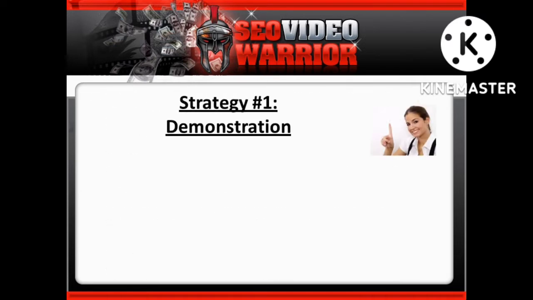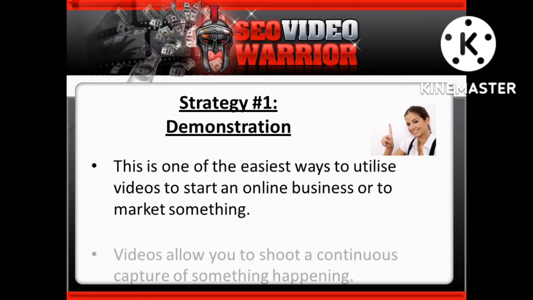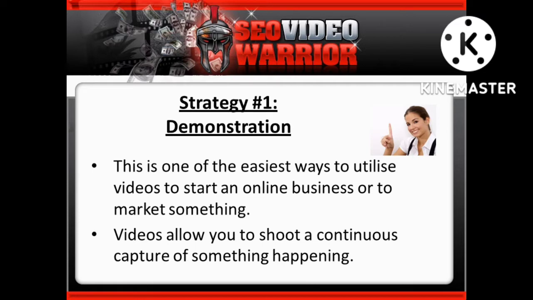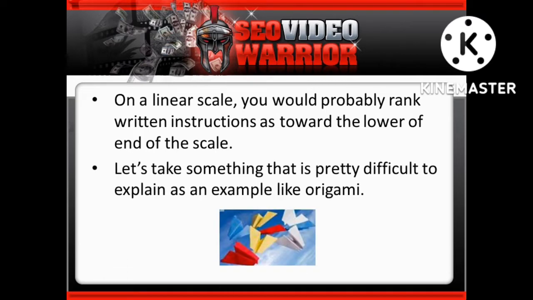Strategy number 1, demonstration. This is one of the easiest ways to utilize videos to start an online business or to market something. Videos allow you to shoot a continuous capture of something happening. On a linear scale, you would probably rank written instructions as toward the lower end of the scale.